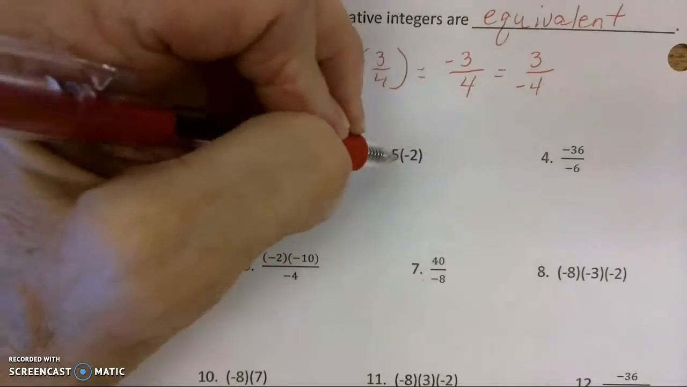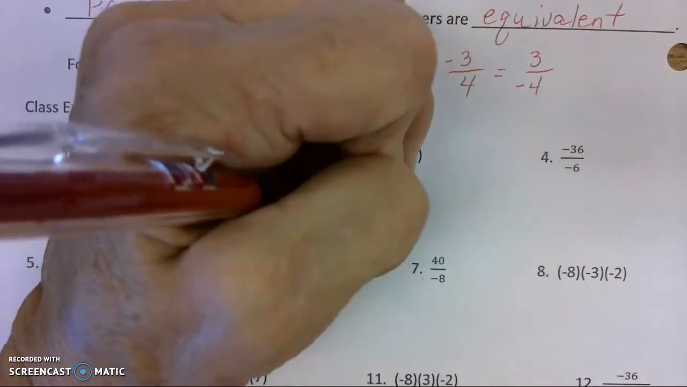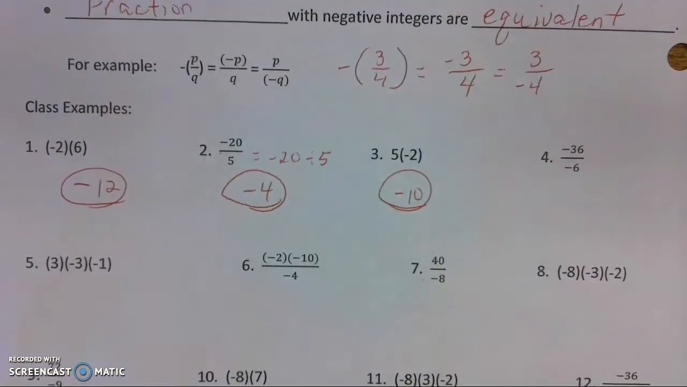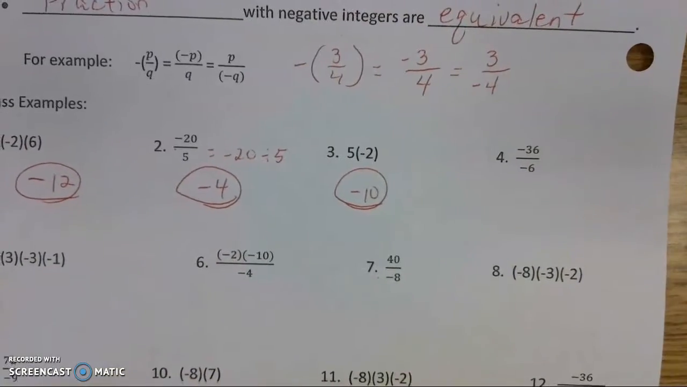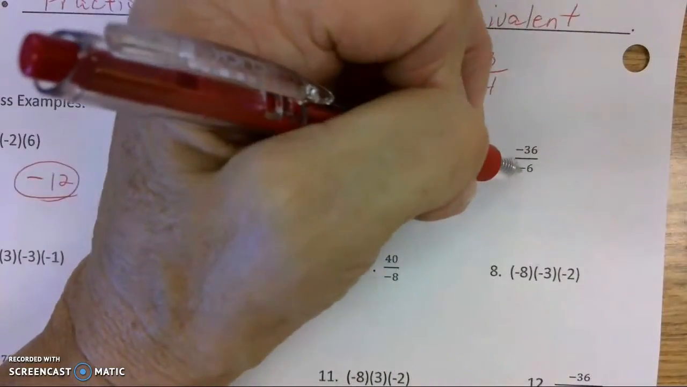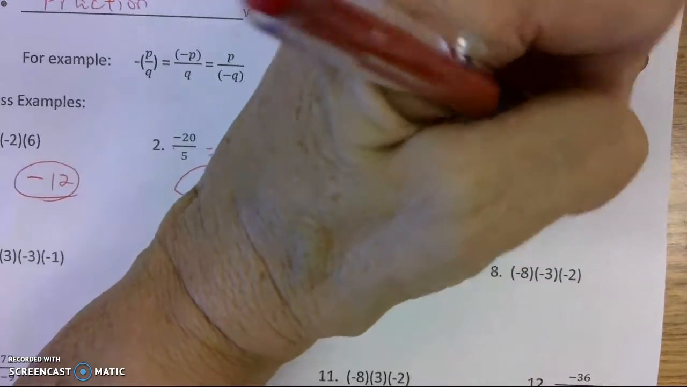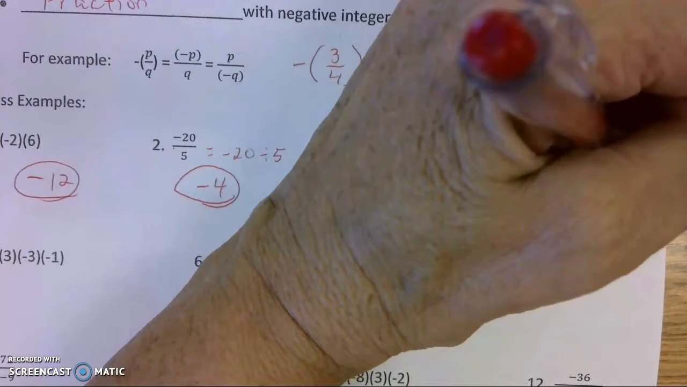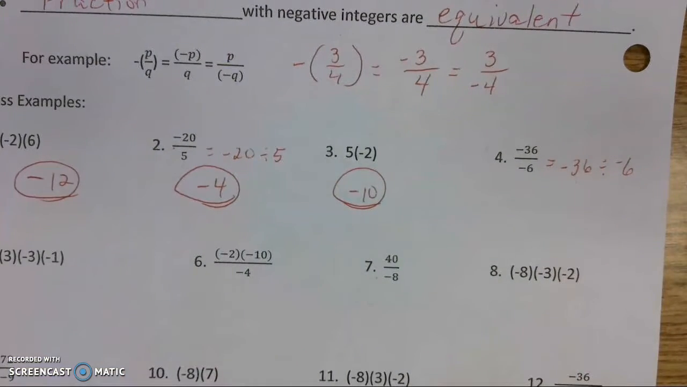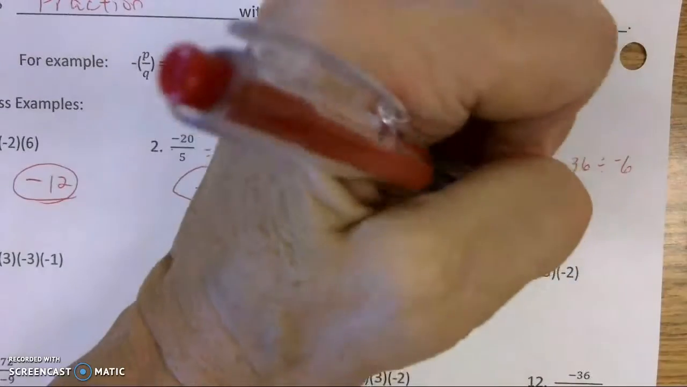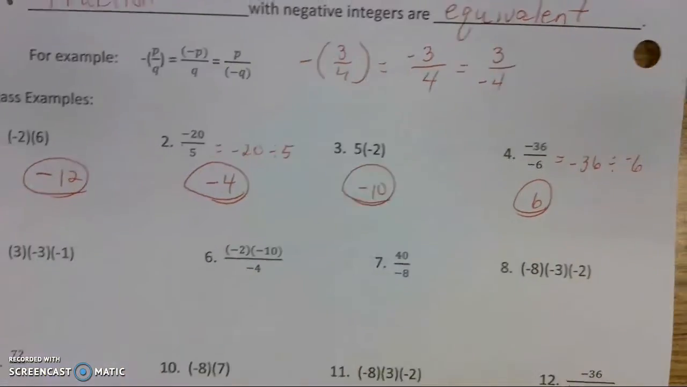Number 3, my signs are different, so I know my answer is negative. 5 times 2 is 10. 5 times negative 2 is negative 10. Now, notice number 4. I have a negative 36 and a negative 6. That means negative 36 divided by negative 6. My signs are the same, so I know my answer is positive, and in this case, it is positive 6.